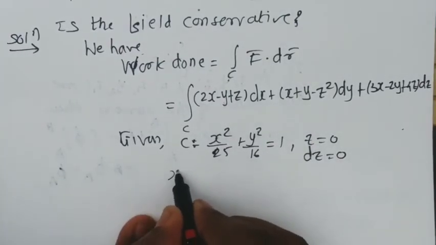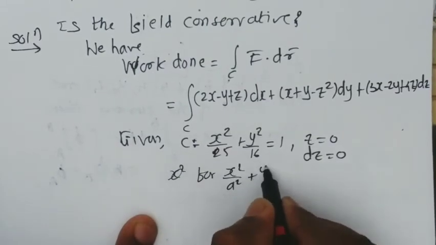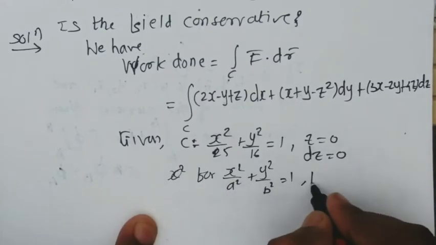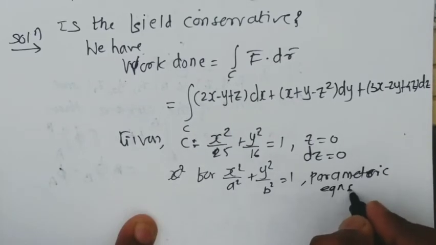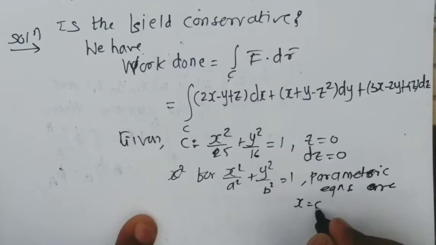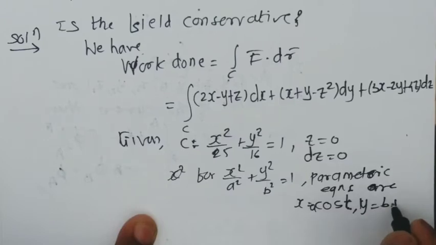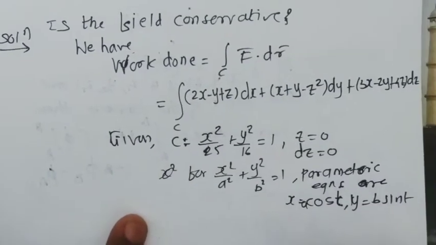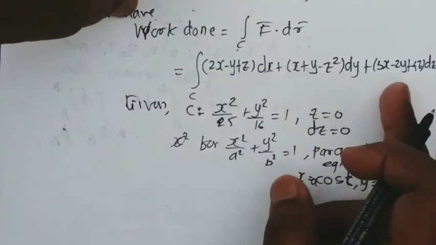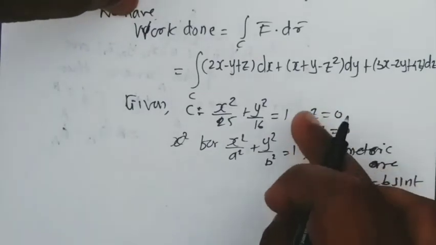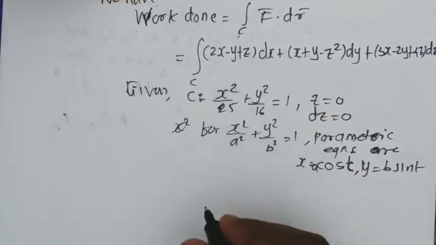For the ellipse x square by a square plus y square by b square equal to 1, the parametric equations are x equal to a cos t, y equal to b sin t. These are the parametric equations of an ellipse. So we are going to transfer x, y, z to a parameter, but z is already 0, so dz is 0, so we don't have to use the value of z here. We just have to convert x and y to a parameter by using the parametric equations of the ellipse.